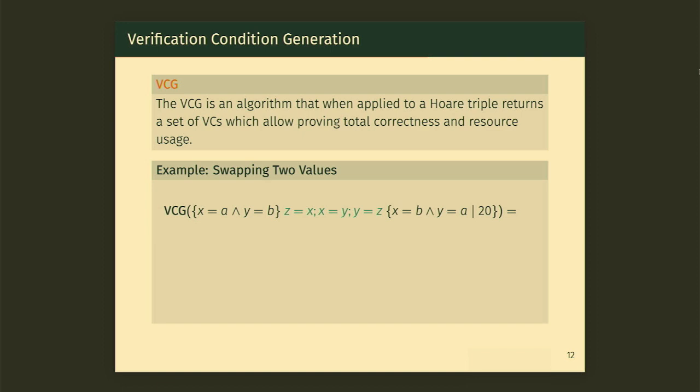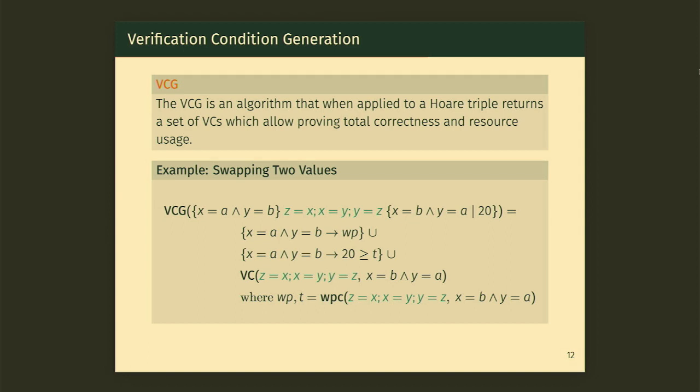I present here a very simple example where we swap the values of variable x and y. And we want to prove that if x equals a in the beginning and y equals b, then in the end of the program, x will equal b and y will equal a. And we also want to prove that this program is constant in time, so it doesn't depend on the values of x or y. So it will generate a set of conditions, and for this it will call 2 external functions, VC and WPC. The VC function is a function that will generate some extra conditions that sometimes are needed.